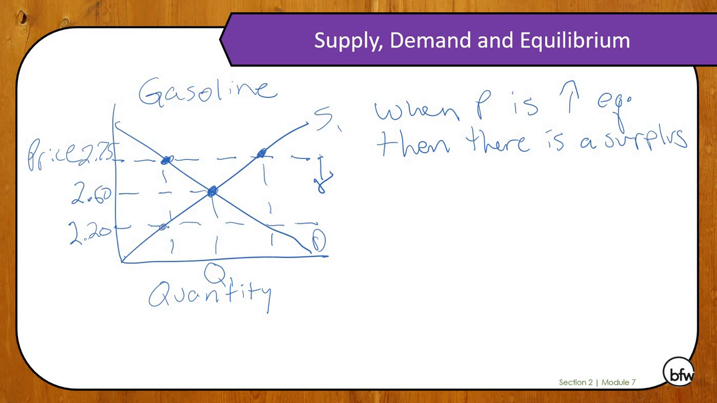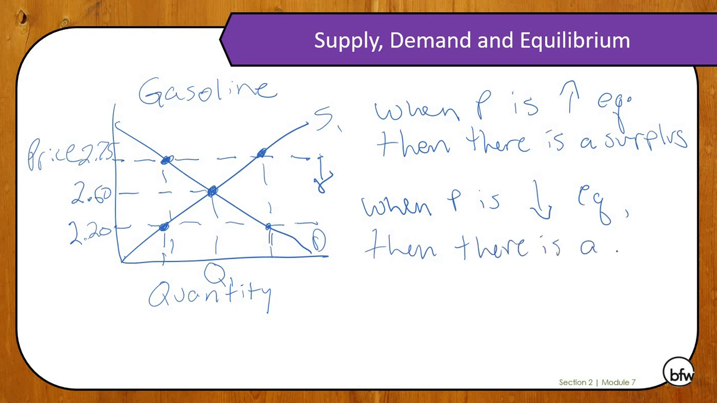We are going to have less supply than demand in that case. All right, you see how that works? So essentially, we would say when price is below equilibrium, then there is a shortage. All right. That means that there's more demand than there is supply.